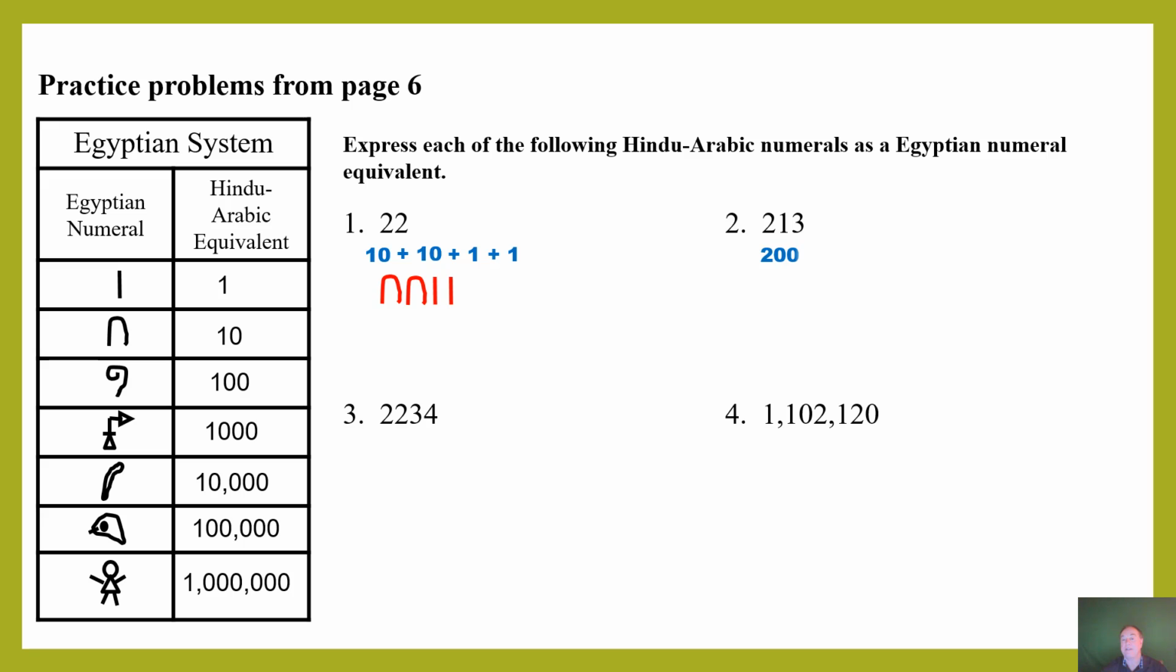213. This would be 200, which would be 2 scrolls, plus 10, which would be 1 heel bone, plus 3, which would be 3 strokes. If I take 2,234, this would be 2 lotus flowers for 2,000, 2 scrolls for 200, 3 heel bones for 30, and 4 strokes for 4.